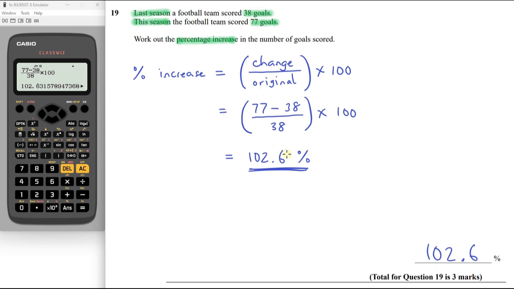So 100% increase would be 38 times 2, and it's sorry, not 96, 76, and it's just over 76, so it's just over 100%.